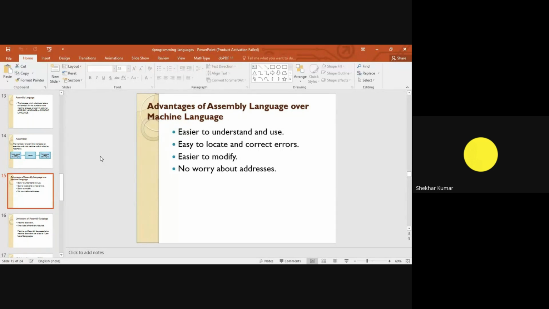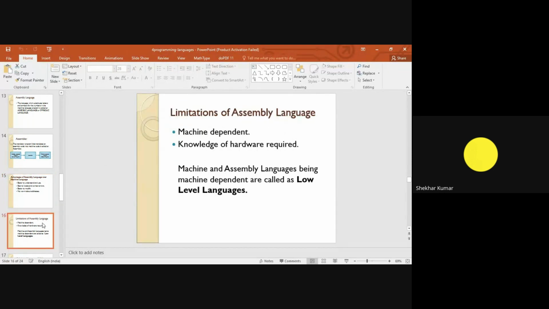There are some limitations also, some disadvantages of assembly language. It is a machine dependent language, because of its instruction set mnemonics. Machine dependent means it depends on whether it is working on 32-bit systems or 64-bit systems. It is machine dependent in terms of instruction sets, so a program designed for one machine differs for another machine.